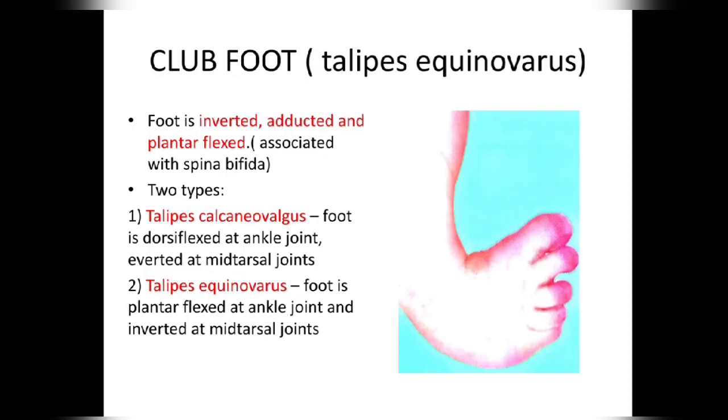Clubfoot, talipes equinovarus. Foot is inverted, adducted and plantar flexed, associated with spina bifida. Two types: talipes calcaneovalgus, where the foot is dorsiflexed at the ankle joint and everted at the mid-tarsal joint. Talipes equinovarus, where the foot is plantar flexed at the ankle joint and inverted at the mid-tarsal joint.